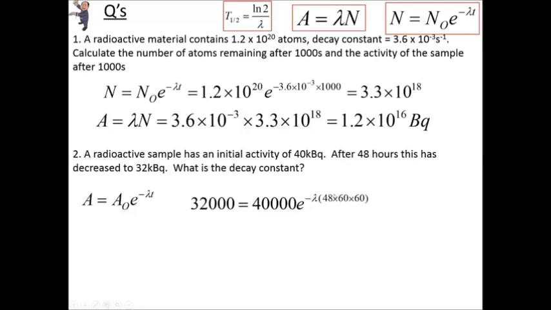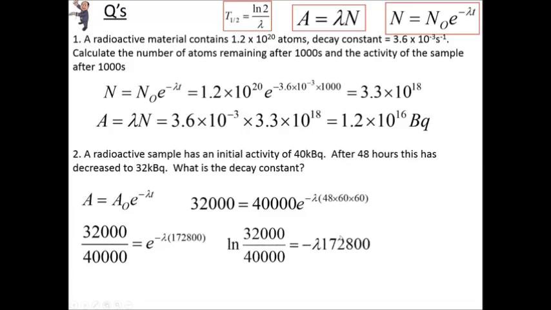And also lambda, because we've got all this in seconds, our lambda is going to come out in seconds. You don't have to convert to seconds. If I didn't, my lambda, my decay constant, would come out in hours, but I've just converted it all to seconds just for neatness, really. Okay, doing some maths. 32,000 over 40,000 equals e to the minus lambda t.